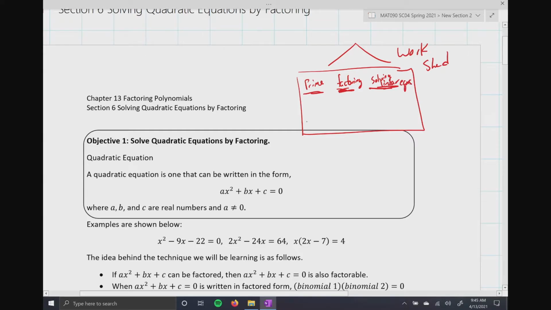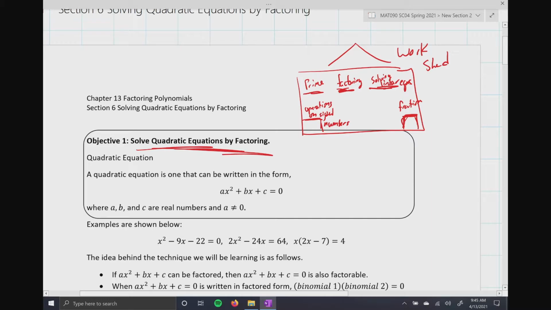You got another box on the floor that's adding, or better yet, I'll label it like this: operations on signed numbers. Okay, you got that box over here on the floor. You got fractions. You got your fraction box. You can't forget about that. So you got all these different boxes with instructions on how to do problems. We're going to add another one, and it's called solving quadratic equations by factoring.